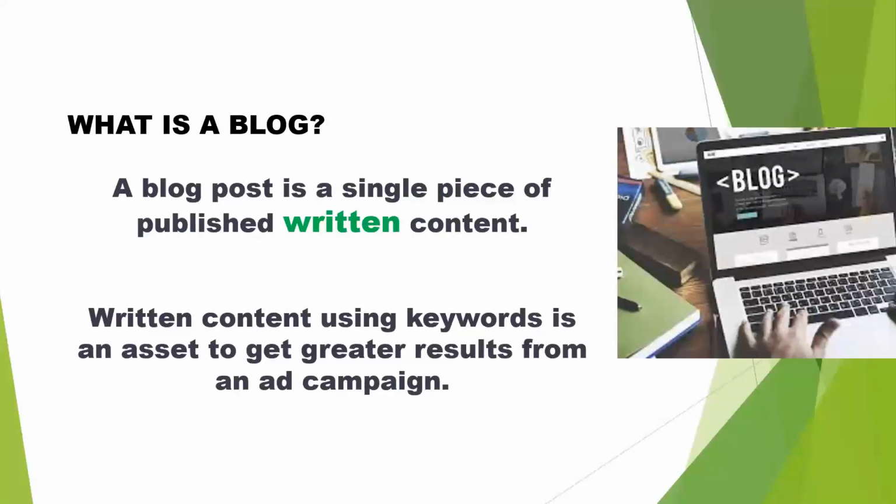So what is a blog? A blog is a post, and it's a single piece of published written content. It's like an article. It's like what you might find on LinkedIn where you write articles and publish them over there. But this will be done on your website. If you're using a WordPress website, it's under the Post tab, not the Pages tab, but the Post tab. And you can even create a tab in your menu that says Blog, and then it will list all of your blogs that you've written.